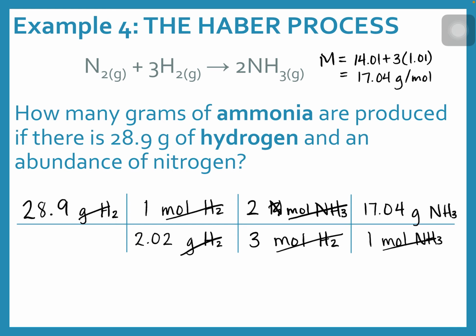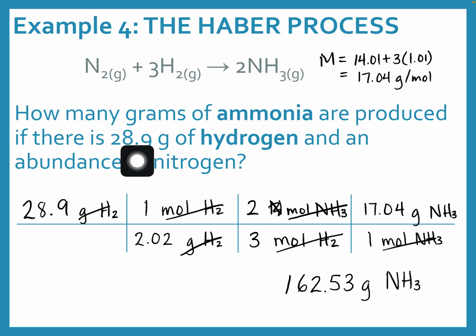So my final units then are a mass in grams of ammonia. When I plug in 28.9 divided by 2.02 times 2 divided by 3 times 17.04, that is going to give me 162.53 grams of ammonia. And if we are looking at significant digits, I'm given 3 significant digits in the one piece of information I'm given. So my final answer would be 3 significant digits as well.